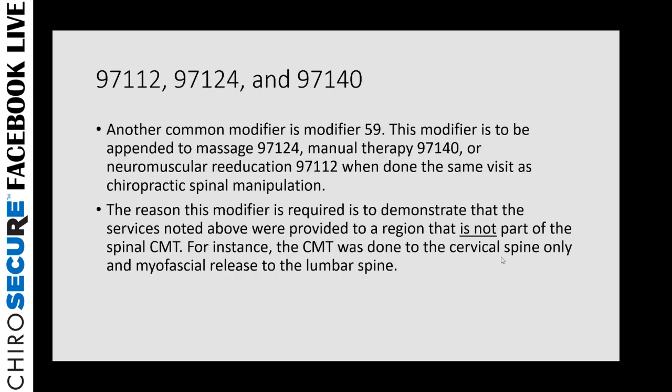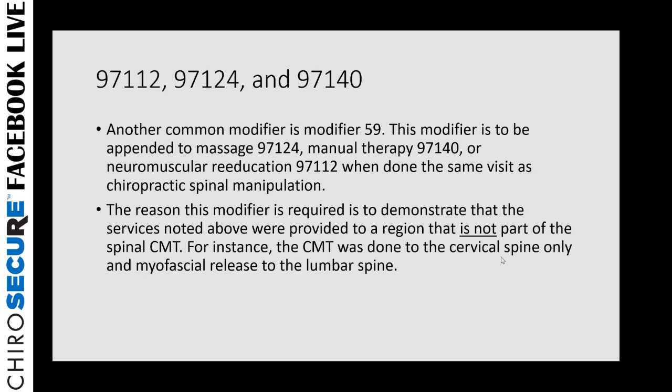However, there's another problem modifier. This problem modifier is modifier 59. It's not the problem. The problem is how they include it. So you'll notice the three services I have listed here: 97112, neuromuscular education, 97124, massage, and 97140, manual therapy. The modifier needed for any of these codes is modifier 59. So you must append it to any of these codes in order to distinguish that it is separate and distinct. The bigger problem, though, is look at bullet 2. The reason this modifier is required is to demonstrate that the services noted above were provided to a region that is not part of the spinal CMT.